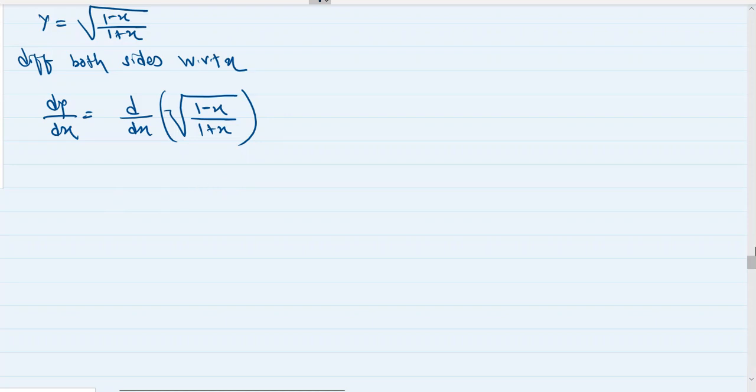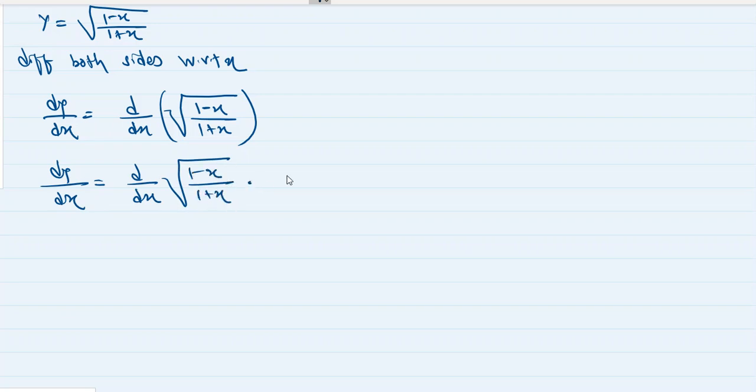Again, the chain rule will be applicable because this is a function of a function. Outside there is a root, and inside the root there is a function, and that function can be differentiated by using the quotient rule. So that we are going to do, but let us first go step by step and write d by dx of under root of 1 minus x upon 1 plus x multiplied by d by dx of 1 minus x upon 1 plus x. Now, as I told you, don't touch this inside stuff. Just consider it to be x.